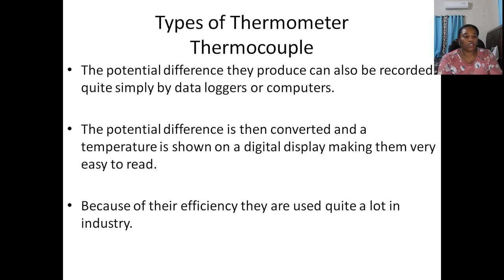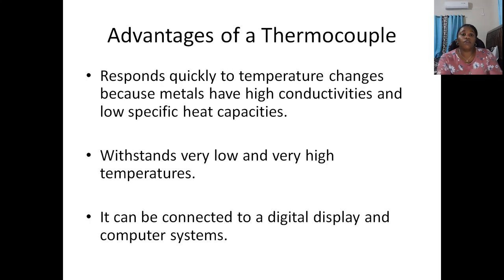The potential difference they produce can also be recorded quite simply by data loggers or computers, so you don't have to do that work. It does the work for you. The potential difference is then converted and a temperature is shown on a digital display, making them very easy to read. Because of their efficiency, they are used quite a lot in industry. Now, these are the advantages of thermocouples. They respond quickly to temperature changes because the metals have very high conductivities, meaning they can conduct heat very well, and they have very low specific heat capacities, which means they could respond to heat changes very quickly.